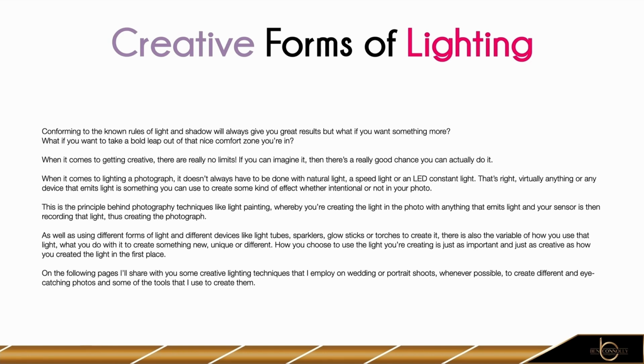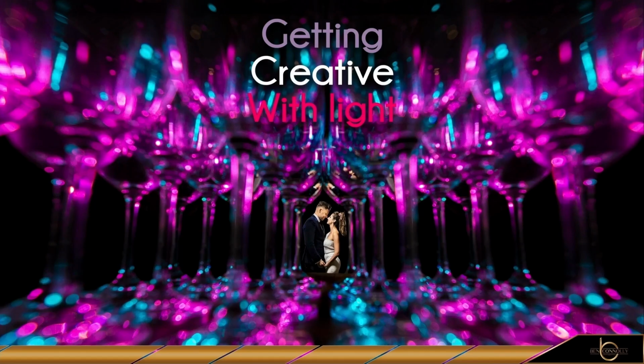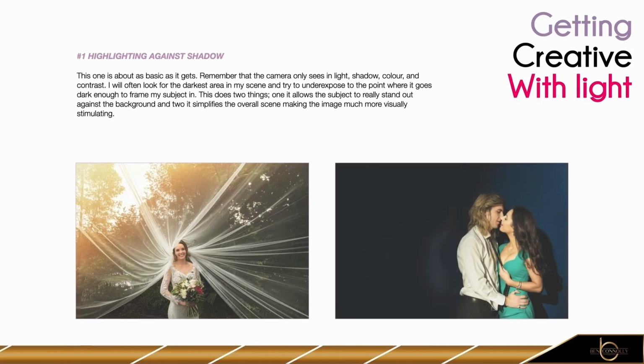As well as using different forms of light and different devices like light tubes, sparklers, glow sticks, torches and stuff to create it, there's also the variable of how you use that light. What do you do with it to create something new, unique or different? How you choose to use the light you're creating is just as important and just as creative as how you created the light in the first place. On the following pages, I'm going to take you through a few different situations where you can get creative with light. The first situation is highlight against shadow.